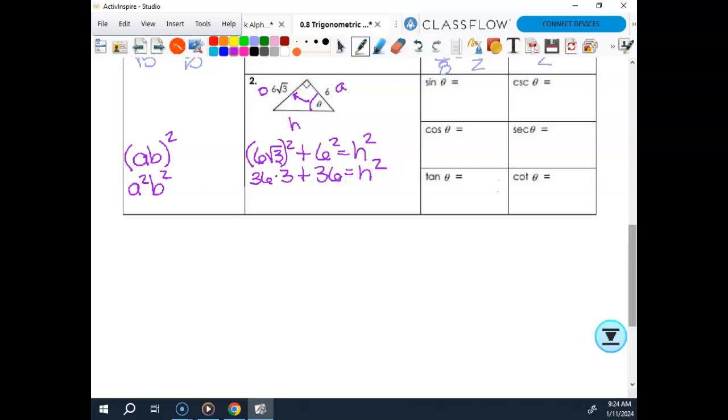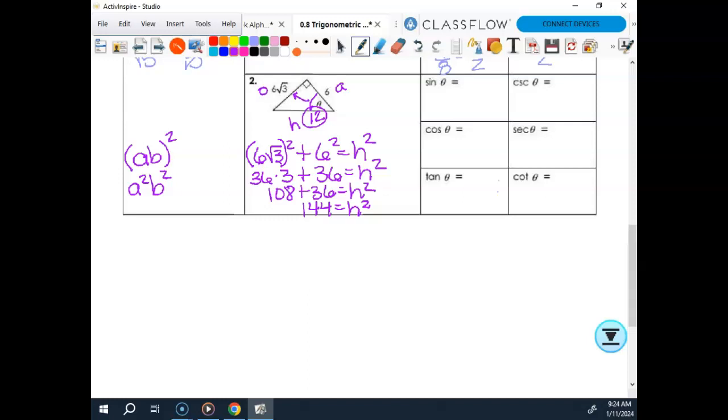Okay? Then what is 36 times 3? 108, thank you, plus 36 equals h squared. So that means 144 equals h squared. So h is 12. Okay, we good with that? I'll take that as a yes.